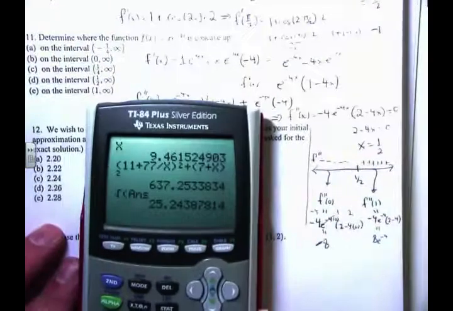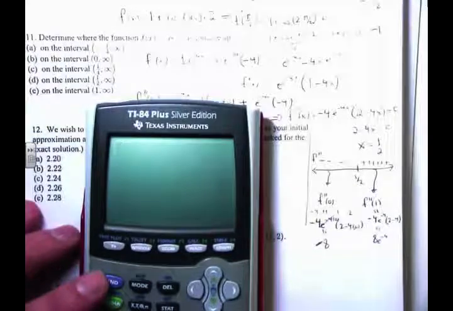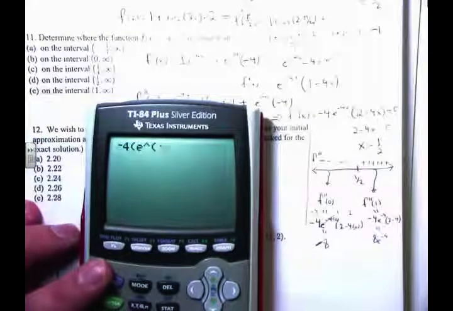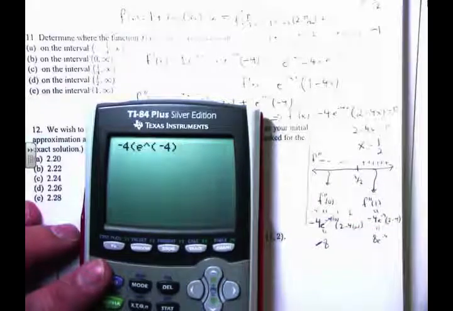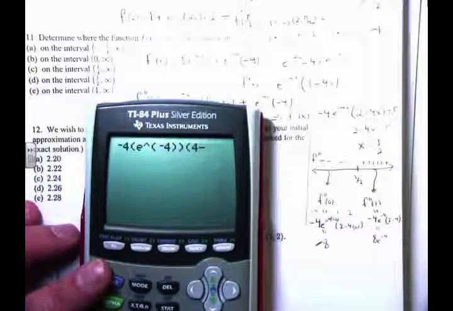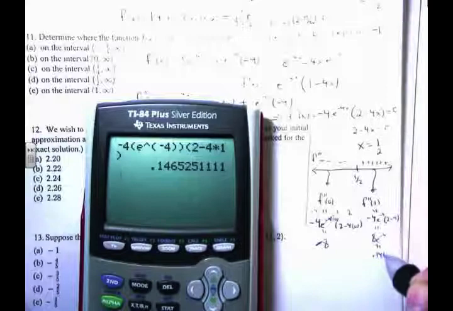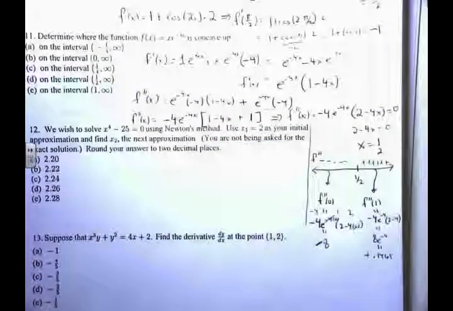So this is positive. But if you don't believe me, I just want to make you guys feel good that I actually turned on my calculator on this exam. So here we go. I'm going to get negative 4 times e to the negative 4 times 1, which is negative 4, times 2 minus 4 times 1, and I get 0.1465, whatever. It's still a positive number.